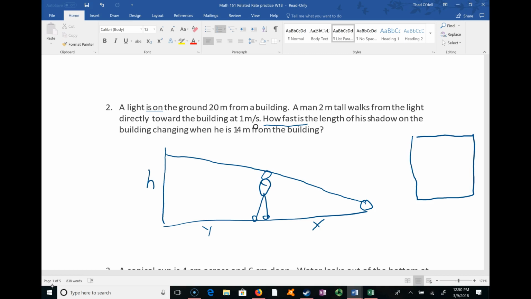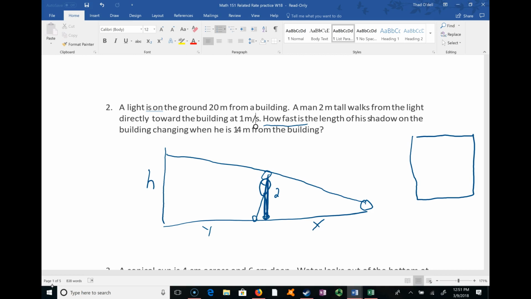So now, our second step is to write an equation that relates all the things I want to relate. So let's go back and see what we want to relate. It says the man is 2 meters tall. That's not changing, so I'll just keep that as 2, okay? He's walking toward the building at 1 meter per second. So what in this drawing is 1 meter per second? Well, there's a couple things.